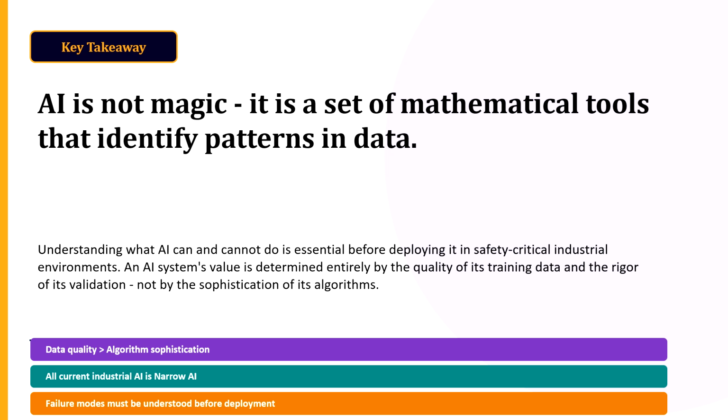These 3 reminder strips at the bottom encapsulate what I want you to take from this module. Data quality matters more than algorithm sophistication. All current industrial artificial intelligence is narrow, task-specific, and bounded. And failure modes must be understood and planned for before deployment in any environment where failures have physical consequences.